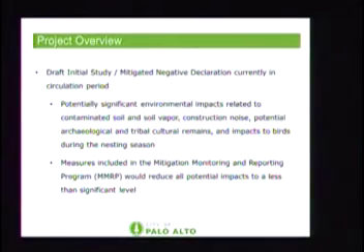A draft initial study of mitigated negative declaration was circulated last week, and that circulation period will run for 30 days. There were four potentially significant environmental impacts identified during the initial study: hazardous materials related to the soil on the site, as well as nesting birds and archaeological and tribal cultural remains that may be present on the site and would be unearthed during construction. With the mitigation measures contained in the staff report and the MMRP, all of those impacts would be mitigated to a less than significant level.